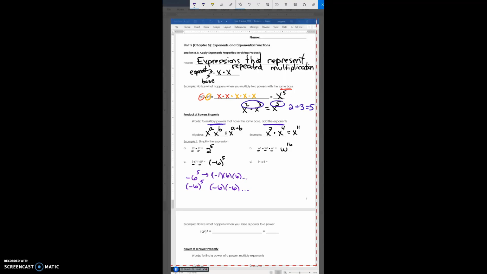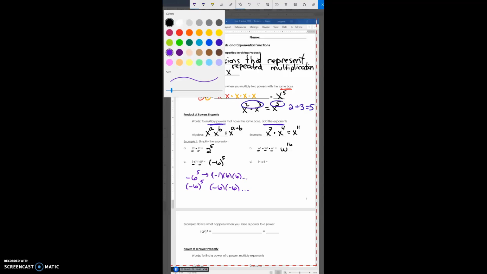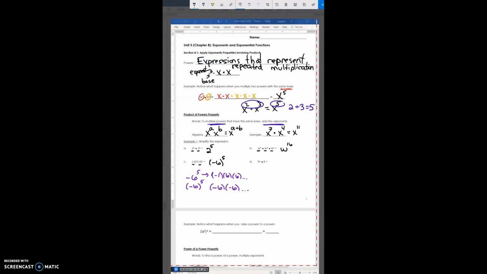The last one can be just a little bit tricky. 8 to the 4th times 8. If you don't see the exponent here, there's a hidden exponent of 1. I'm just multiplying 8 by itself 1 time. Now this is easy. I've got the same base, so I'm just going to add my exponents. So this is 8 to the 5th. So that is our product of powers property, and hopefully you're feeling okay about that. I'm going to go ahead and scroll down here.